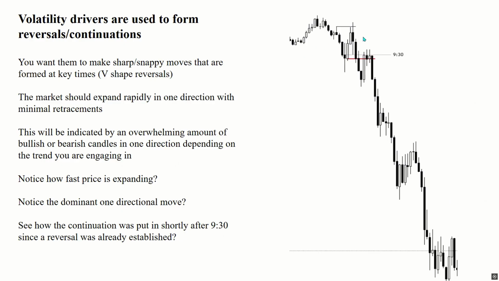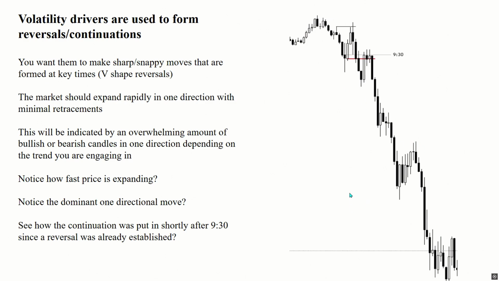The market should expand rapidly in one direction with minimal retracements. This is a classic expansion day. This is what I would deem a high probable trading day. This is a low resistance environment. See how lows are being rejected, or highs are being rejected, lows are being broken through. Continuously one-sided order flow, right? There's not a lot of up close candles here.